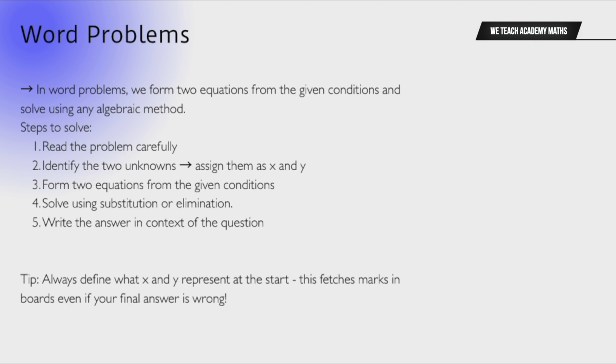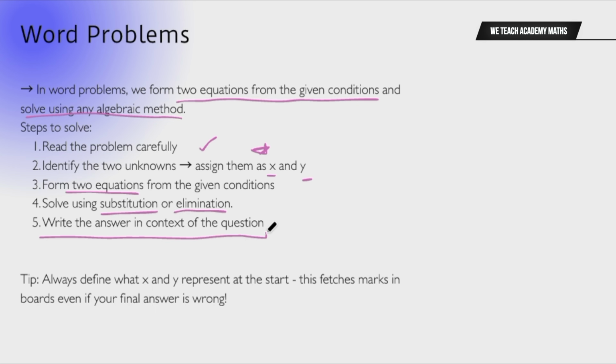So what kind of word problems come? In word problems, we basically have to form two equations from the given conditions and solve using any algebraic method. The steps to solve: we read the problem carefully, which is a very important step. Then we identify the two unknowns, assigning them as x and y. Then we form two equations from the given conditions in the question and solve using an algebraic method, which is the substitution method or the elimination method. Then we write the answer in the context of the question.